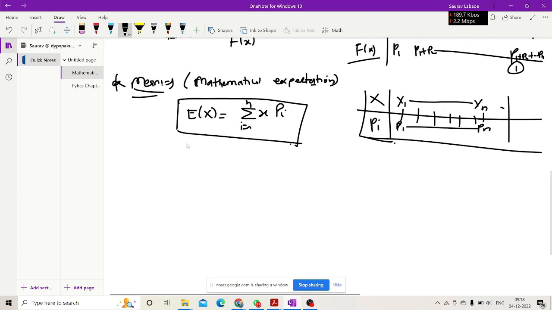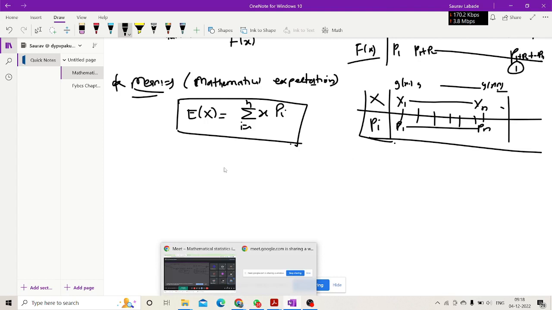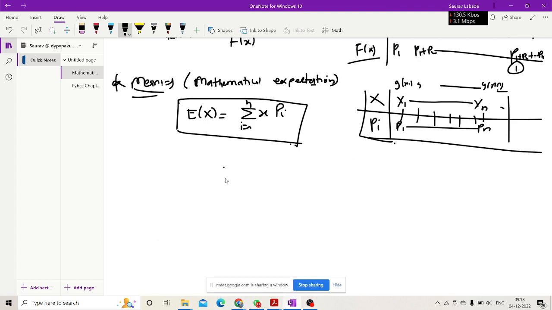Same formula for the function. Here we just substitute the function, g of x1, g of x2 up to g of xn. So that was all about yesterday, the things we have covered up till now. Now next we have to see the next concept of this chapter, that is nothing but the variance.